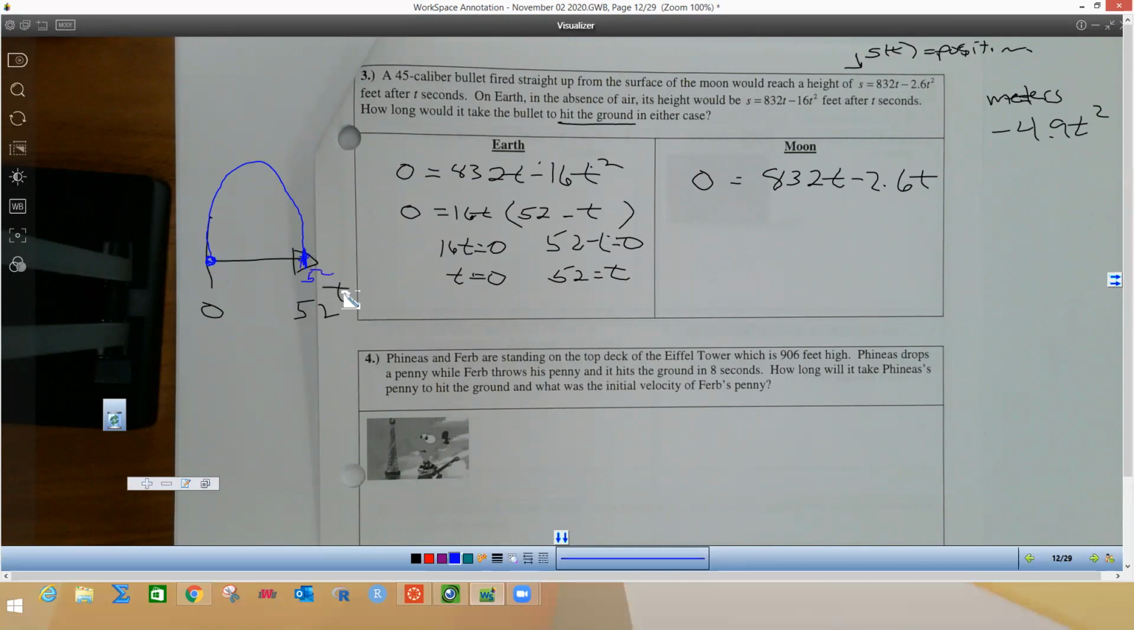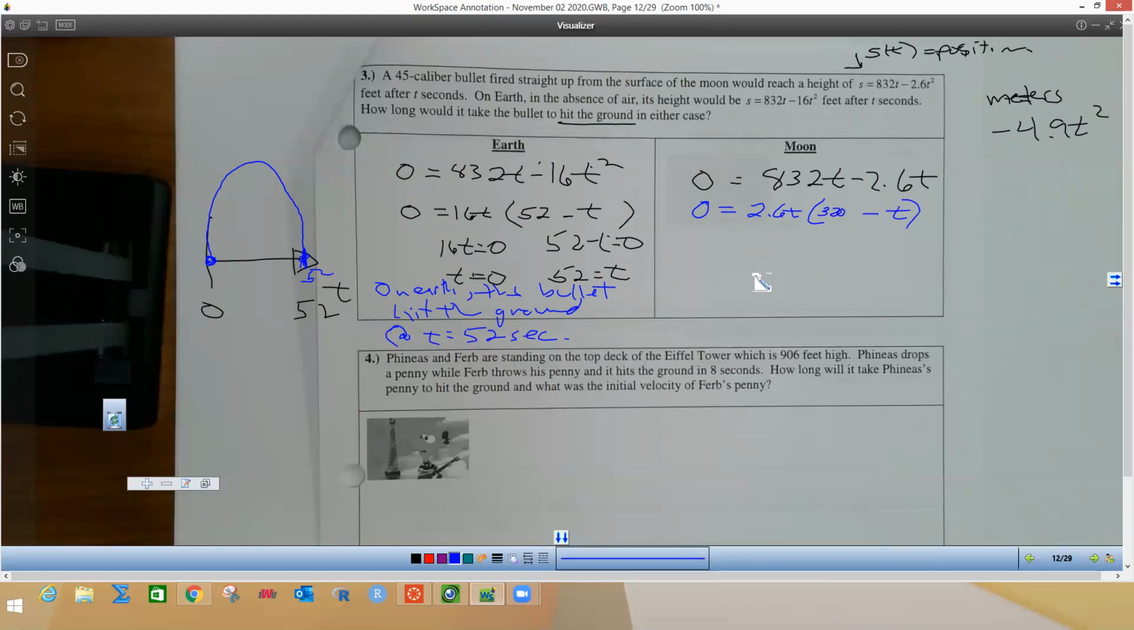That's 52. Okay, so it wants to know how long it took the bullet to hit the ground on Earth. The bullet hit the ground at t equals 52 seconds, or you could just put 52 seconds, but I like getting into the practice of doing at t equals because of the stuff we just did in 4.1. Over here you do the same thing. I need a calculator again. We're going to factor out 2.6t this time. What's 832 divided by 2.6? 320.